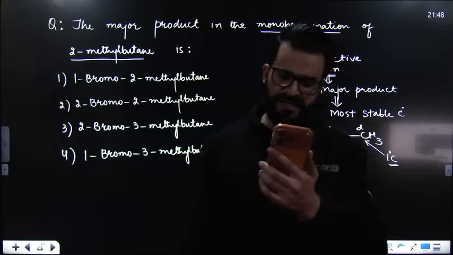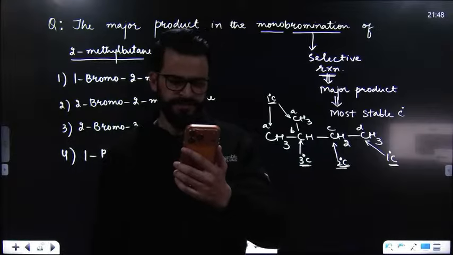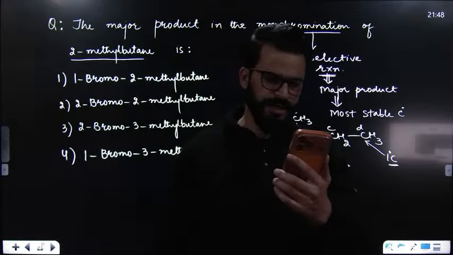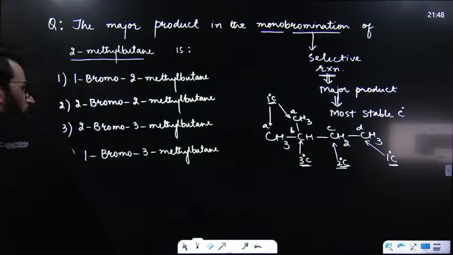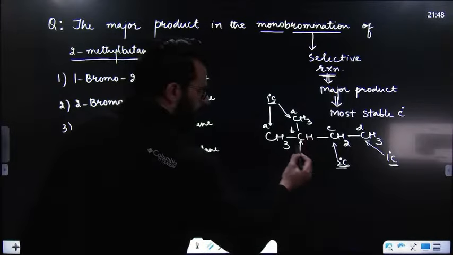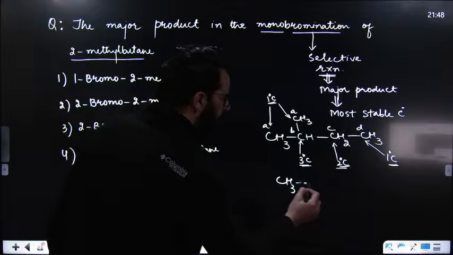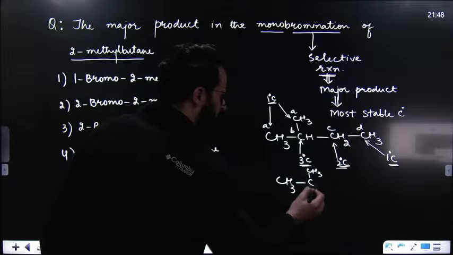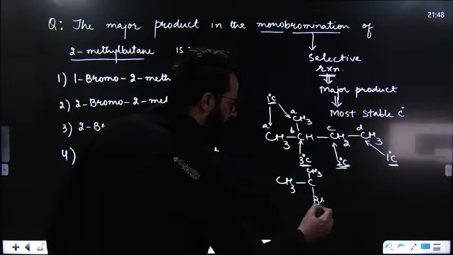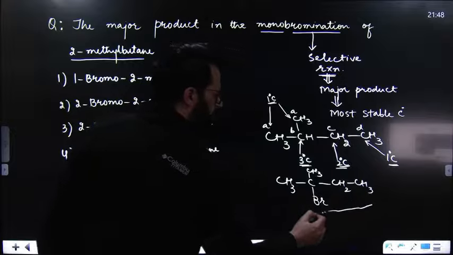Zunera, exactly. Pujari, great. Chandini, exactly. Okay. Viramani, great. So, as we know, this will form more stable carbon free radical. Hence, the major product will be like this. We will replace this H by Br and the major product of this reaction will be this.